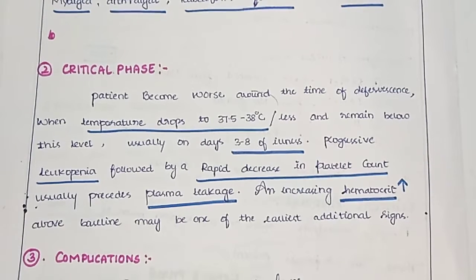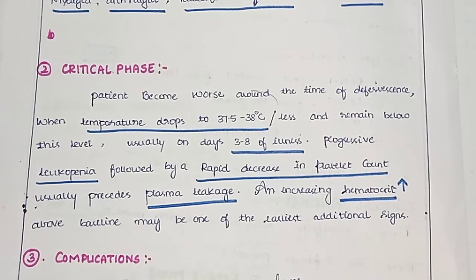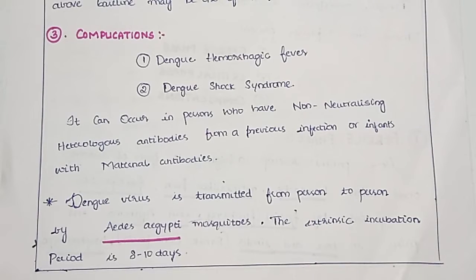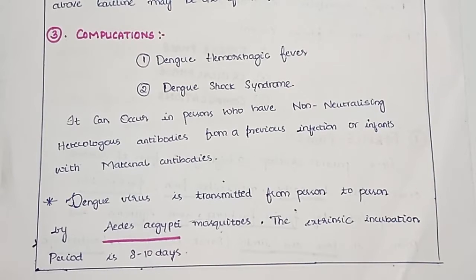Progressive leukopenia followed by a rapid decrease in platelet count usually precedes plasma leakage. An increase in hematocrit above baseline may be one of the easiest additional signs. Complications. In this third phase, there are two major things which happen, that is dengue hemorrhagic fever and dengue shock syndrome. It can occur in persons who have non-neutralizing heterologous antibodies from a previous infection or infants with maternal antibodies.